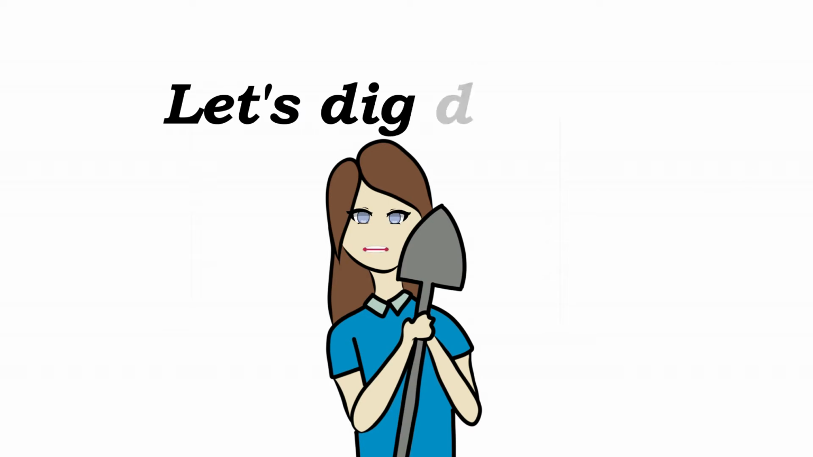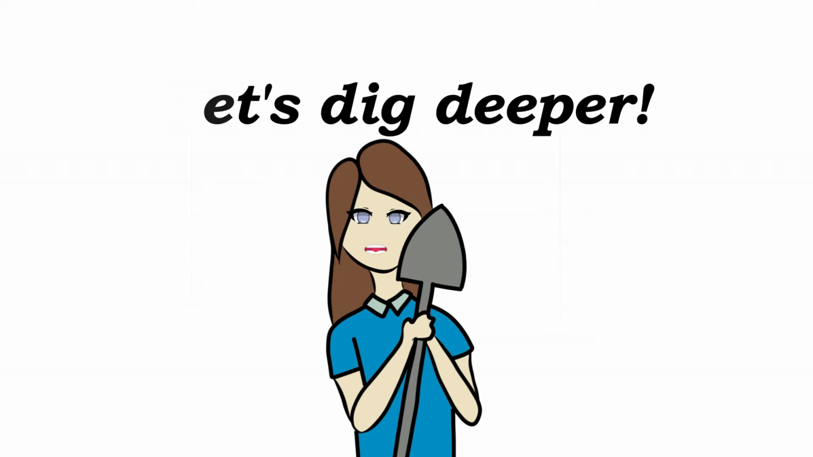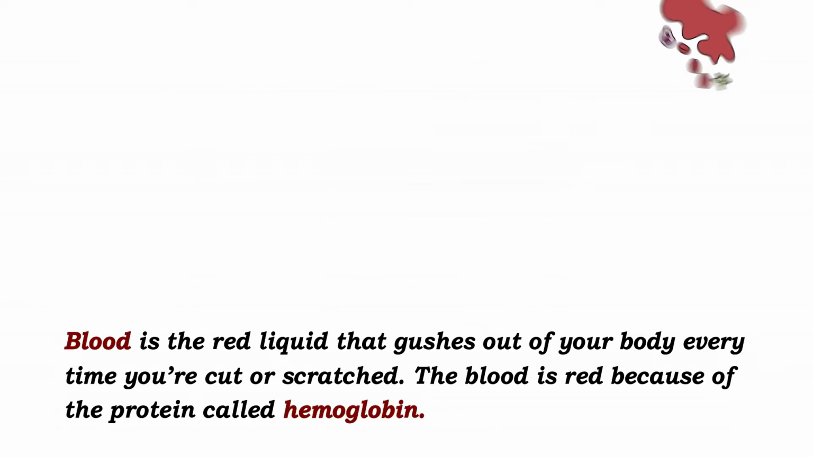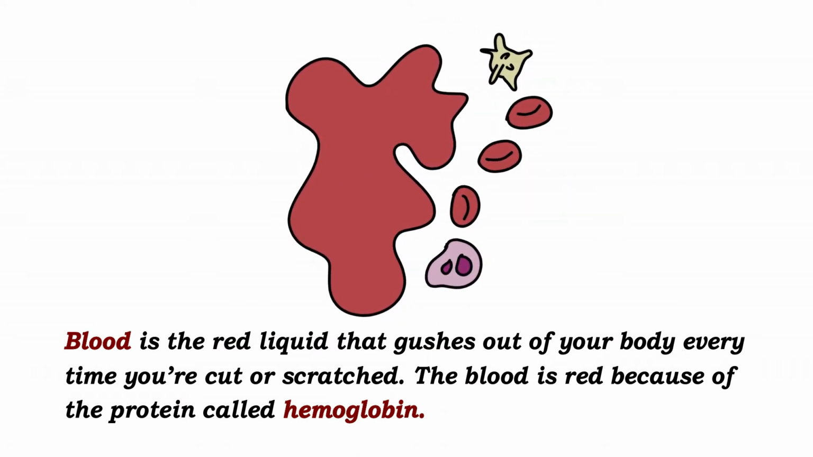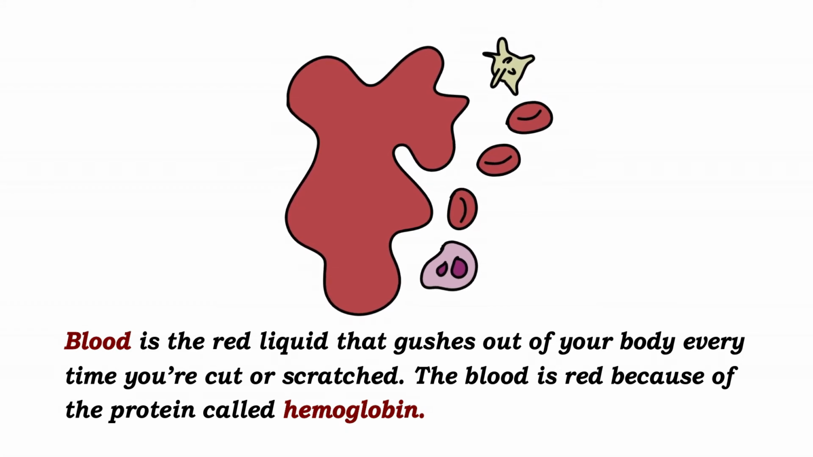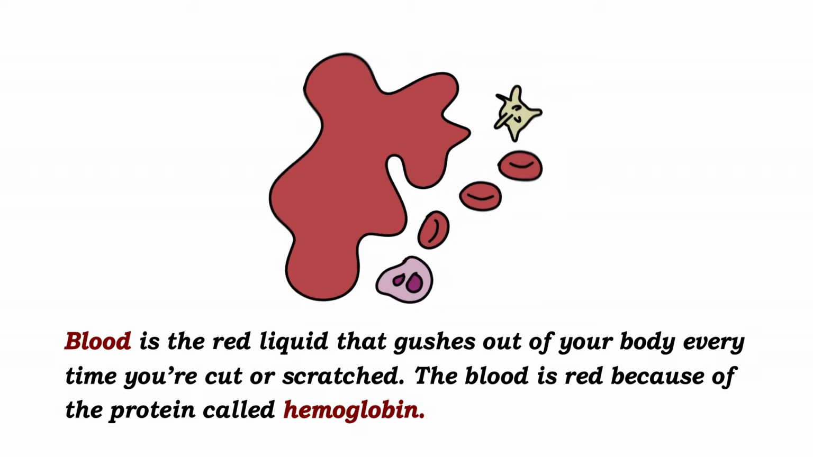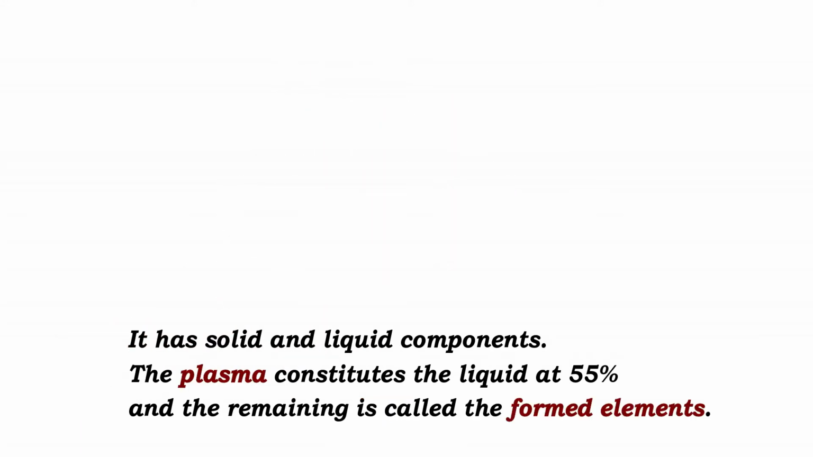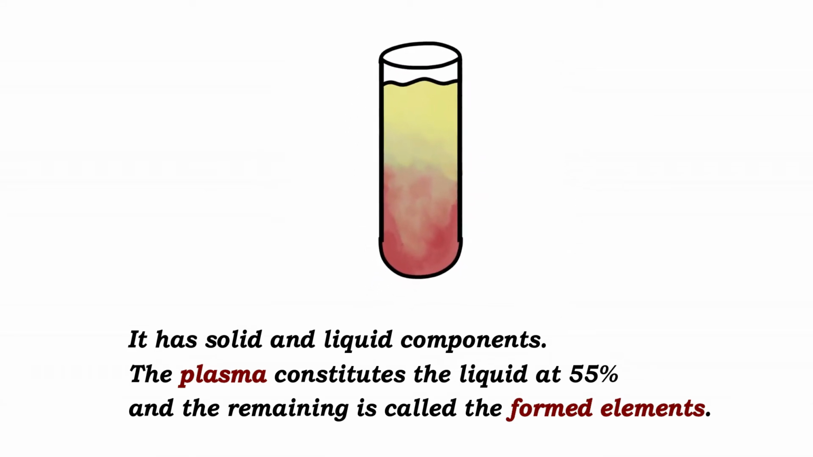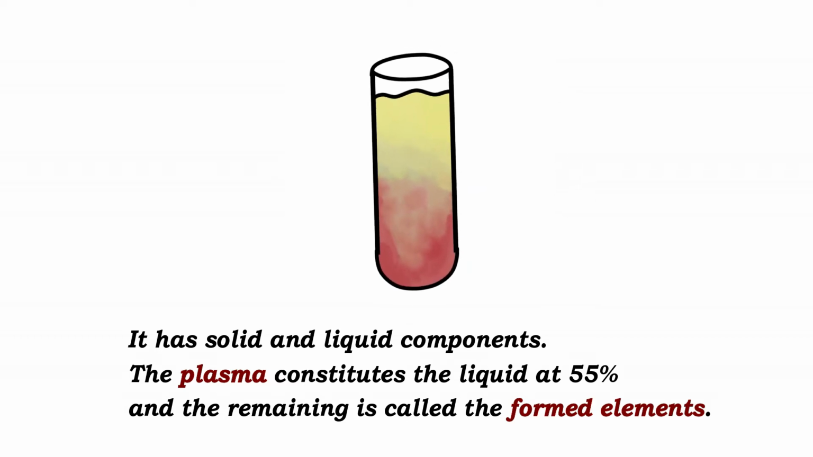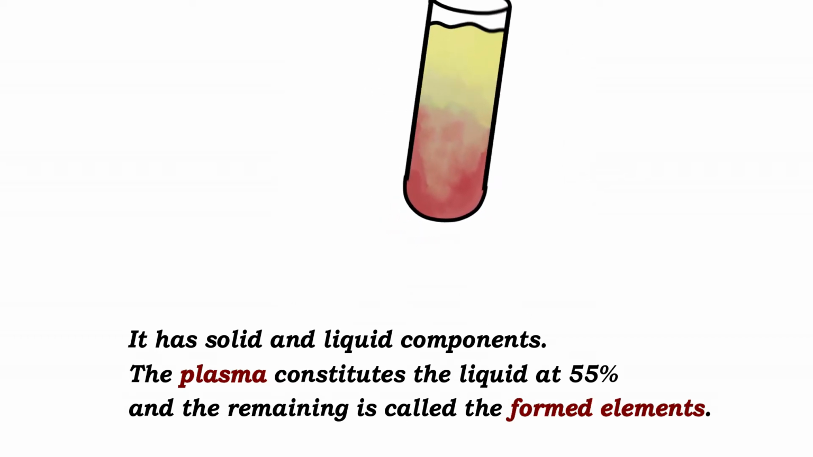Now that you're refreshed with the basics, let's dig in deeper. Blood is the red liquid that gushes out of your body every time you're cut or scratched. The blood is red because of the protein called hemoglobin. Hemoglobin is an iron-containing molecule where oxygen binds to. Oxygen is an ingredient necessary for energy. Blood has solid and liquid components. The plasma constitutes the liquid at 55% and the remaining is called the formed elements.